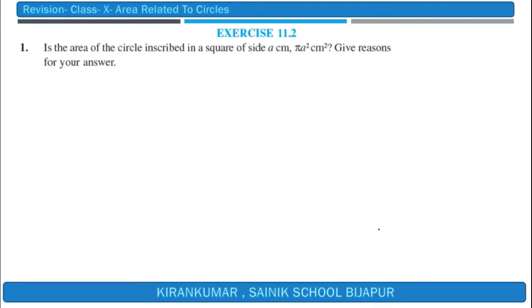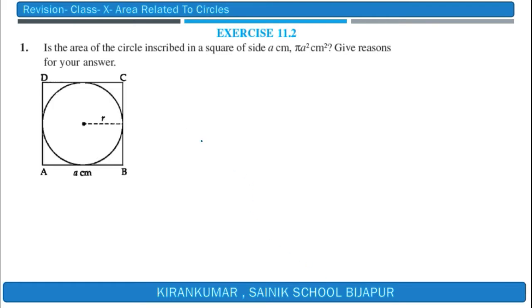Question here is: the area of the circle inscribed in a square of side a centimeter is pi a square centimeter square? Give reasons for your answer. For making it easy, I have brought in a figure. Here the circle is inscribed in a square and the side of the square is a centimeter and the radius of the circle I have taken as r.